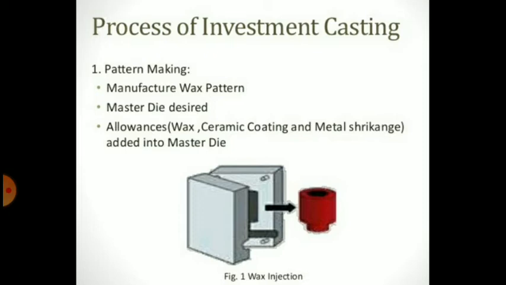In the next step, making the wax pattern. For this, the two halves of the master die are clamped together and molten wax is injected into the die cavity under pressure. In this diagram, you can see at the bottom a channel cut through which you can inject the molten wax into the die. After solidification, the pattern is taken out from the die.